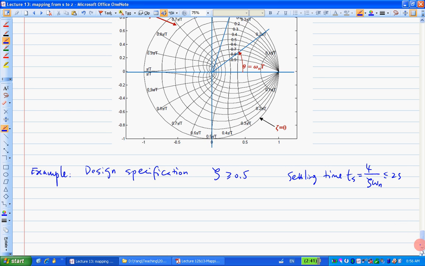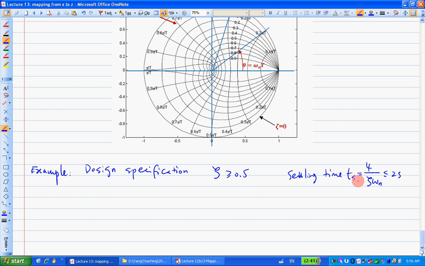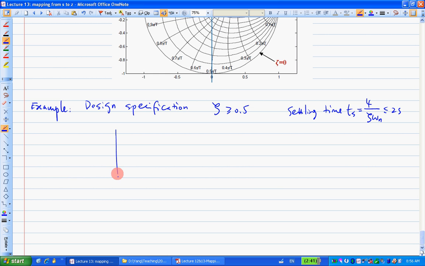So first of all, you can draw the region in the S-plane. Settling time Ts equal to 4 over zeta omega n. So that means what? Your pole for the S is negative sigma n plus minus j omega d, which is negative zeta omega n plus minus j omega n root of 1 minus zeta squared.